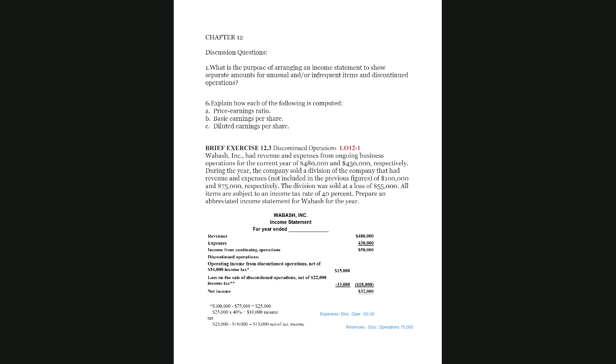So that means the net effect on our operations would be the $25,000, which is the amount of operating income or year-to-date income from the discontinued operations. It would be this way.